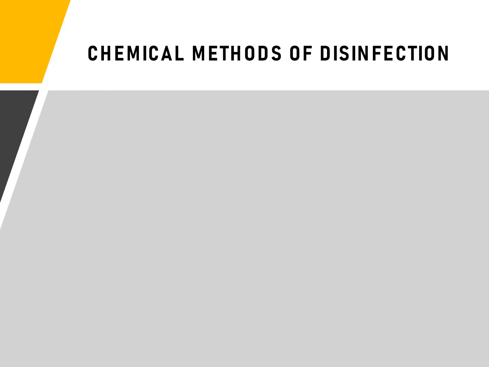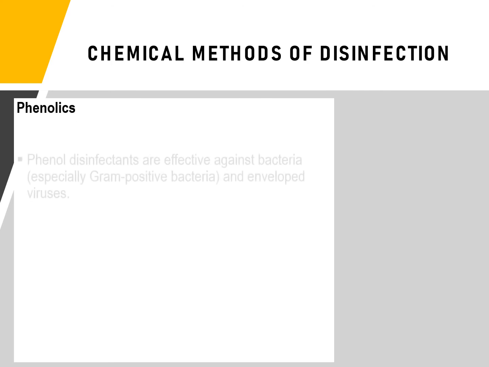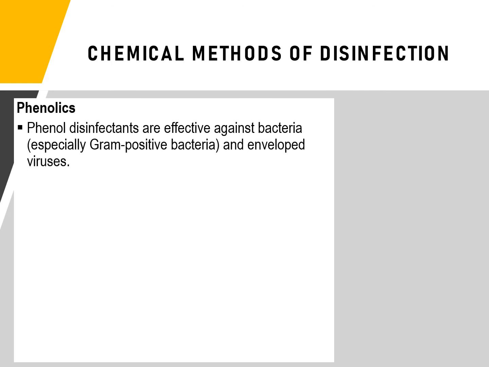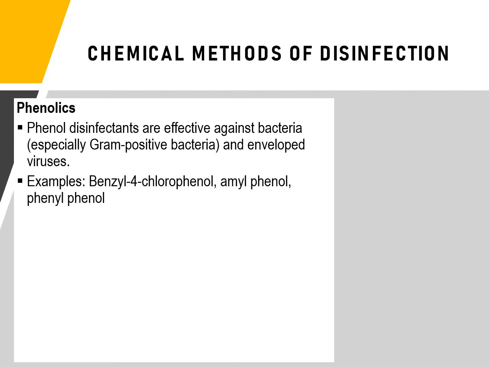We also have another chemical method for disinfection, which makes use of phenolics. Phenol disinfectants are effective against a broad range of bacteria, specifically the gram-positive bacteria, and also enveloped viruses. These disinfectants maintain their activity in the presence of organic material. However, they are not effective against non-enveloped viruses and spores. Examples of phenolics include benzyl-4-chlorophenol, amylphenol, and phenylphenol.